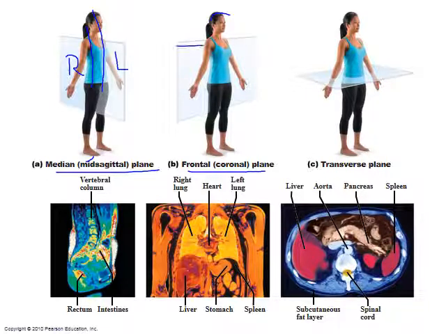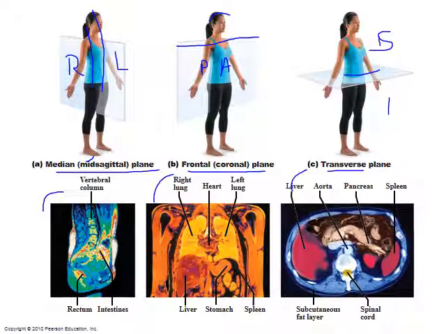Frontal or coronal, you're going to cut the crown. So basically, you're cutting this way to where you have an anterior half and you have a posterior half. This is a transverse plane where you're cutting through the body to where you have a superior and an inferior half.